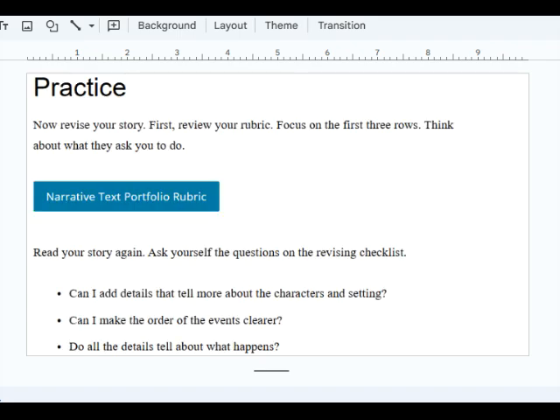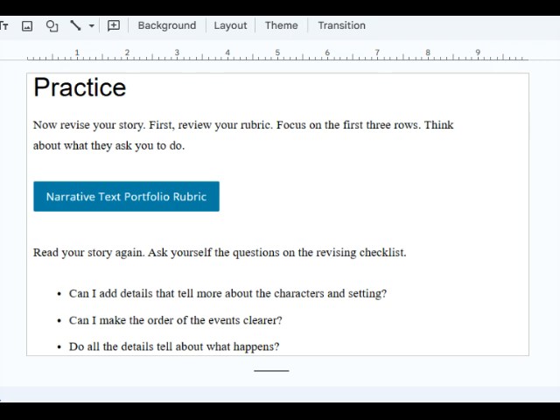Now revise your story. First, review your rubric. We're going to look at that at the end, remember, but you can also click on it and look at it now. Focus on the first 3 rows. Think about what they ask you to do. Read your story again. Ask yourself the questions on the revising checklist.